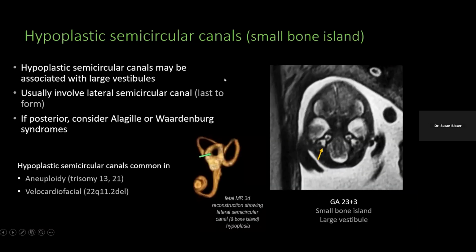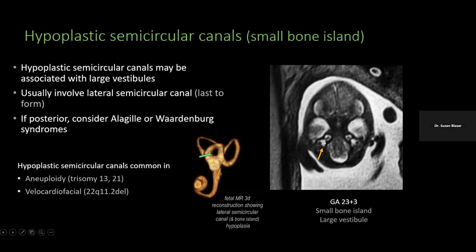Well, let's take a look here. When do we have problems? Well, you can have hypoplastic semicircular canals, small bone islands. This structure here, that's the bone island. It basically is an island in the bone of, this is going to be the semicircular canals. That's the vestibule. It's too small. Well, who gets small ones? Well, aneuploidy, trisomies, velocardiofacial. It's usually the lateral semicircular canal. It is the last to form.